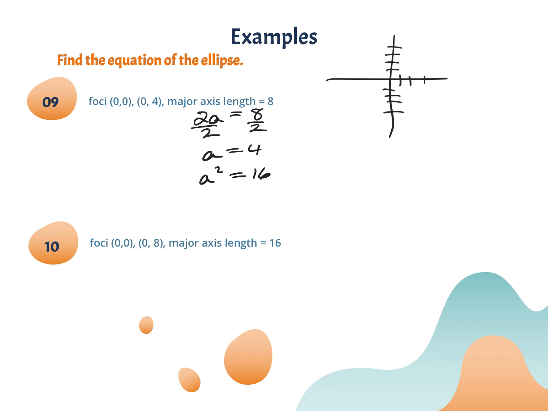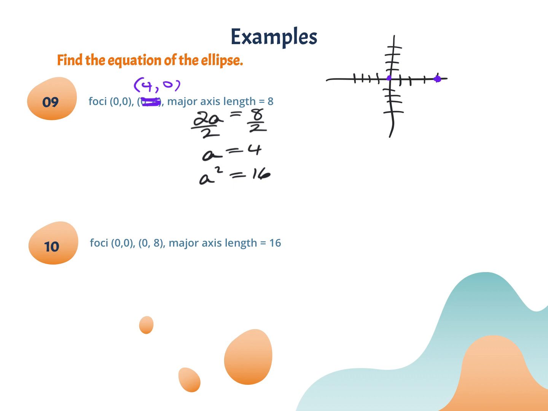So if I graph my 2 focus points, let's change this ordered pair and make it 4, 0. We're going to make it horizontal. So 1, 2, 3, 4. So my 2 focus points are at 0, 0 and 4, 0. I just changed the problem.